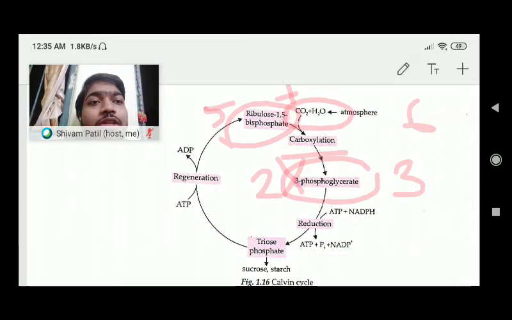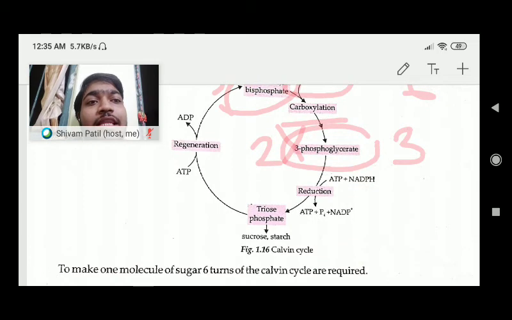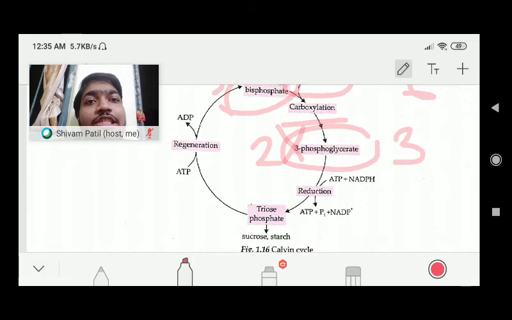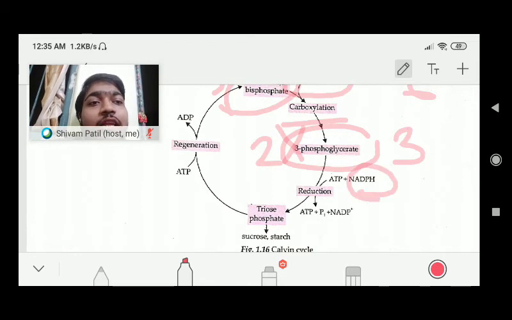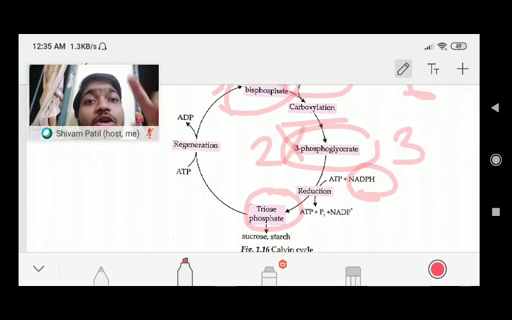Now then what occurs? Then 3-phosphoglycerate will be reduced. Reduction means addition of hydrogen. From where do we get this hydrogen? From the NADPH. NADPH will be utilized, and the hydrogen will be added to the 3-phosphoglycerate to form triose phosphate. Now from the triose phosphate, one carbon molecule will be released to form sucrose. Now only one carbon molecule is released from the triose phosphate. So overall six cycles of this Calvin cycle. This cycle is known as the Calvin cycle. So 6 cycles should take place to form one molecule of glucose.